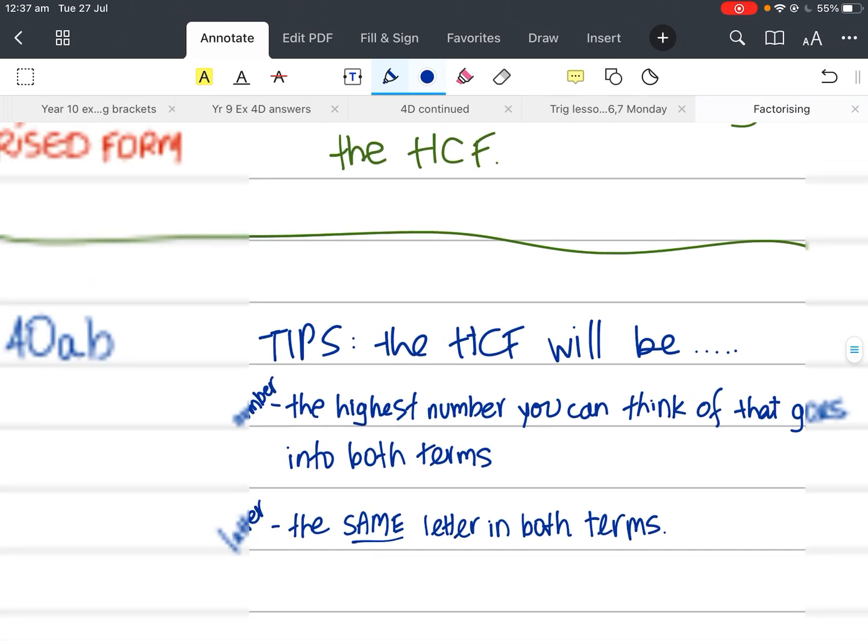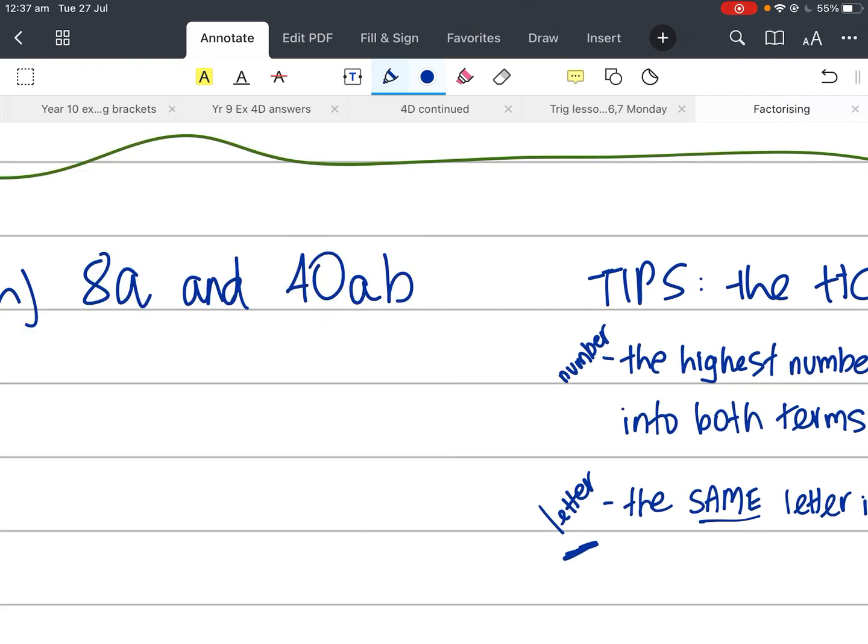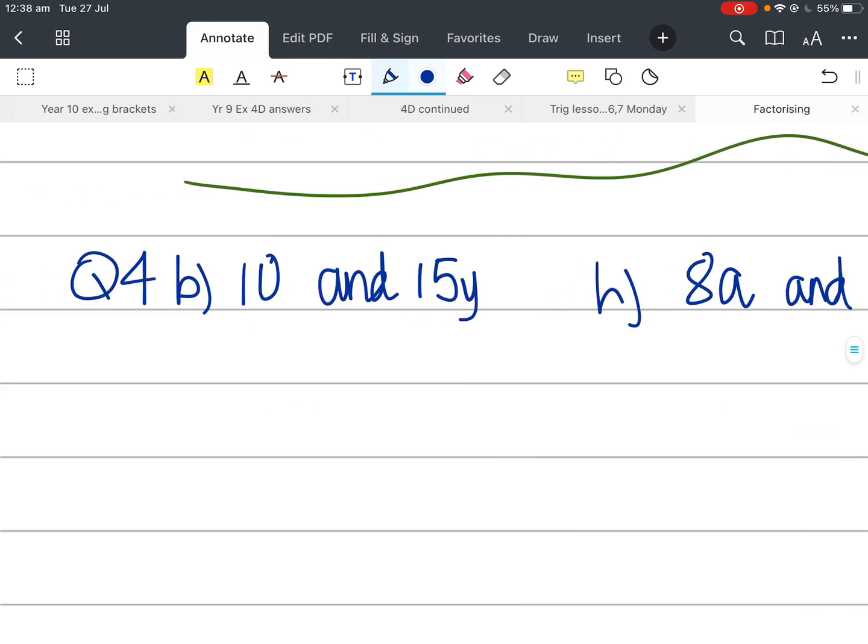Right, here are my tips. Highest common factor. For the number, it's the highest number that you can think of that goes into both terms. If we're looking for the highest common factor and it's a letter, it's the same letter that's in both terms. Alright, let's have a go. So the first one is 10 and 15y. They both have a number, but only one of them has a letter. So we're going to do the numbers in this case.